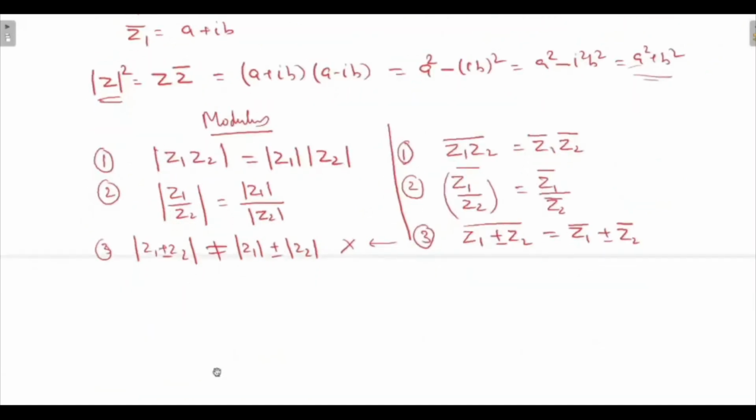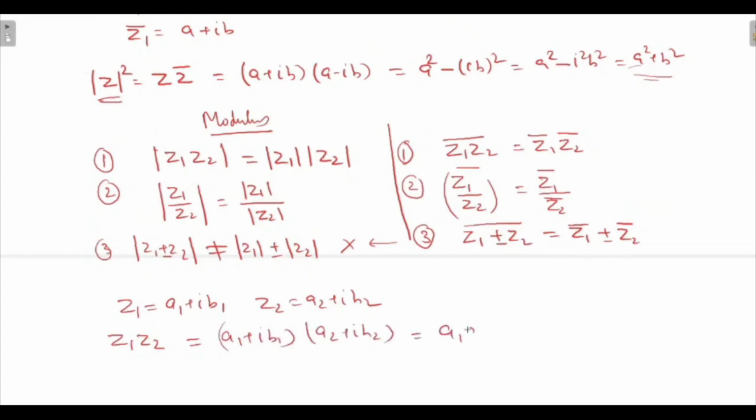So let's take the first case. I'm taking z1 as a1 plus ib1 and z2 as a2 plus ib2. I'm going to prove the first property. So I'm going to multiply z1 with z2. When I multiply z1 with z2, I will get a1 plus ib1 multiplied by a2 plus ib2. And when you multiply, you will get a1 a2 minus b1 b2, I'm writing it in one shot, you can check it later, plus i times a1 b2 plus a2 b1. So this is z1 z2.